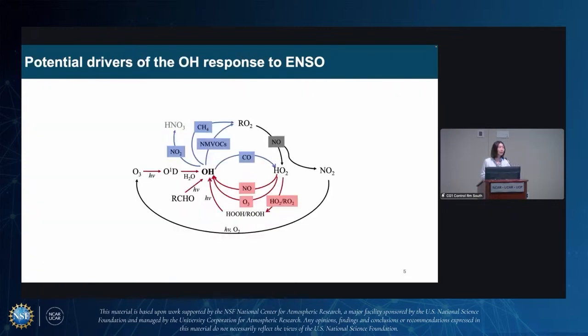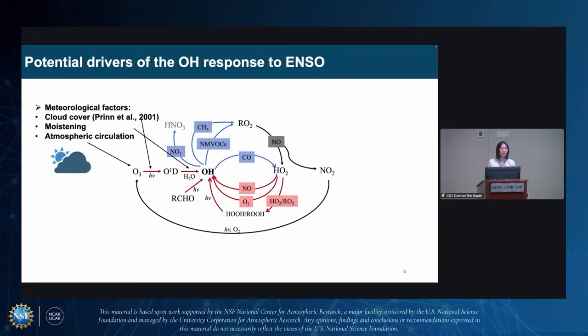However, there remains a lag in the mechanistic understanding of why OH is changing along with different ENSO phases. So if we look back to these OH chemistry diagrams, we can have multiple hypotheses that lead to the OH response to ENSO from both the OH production side as well as the OH loss side. For instance, under the different ENSO phases, we would envision some changes in meteorological factors such as cloud cover, moistening, as well as atmospheric circulation.